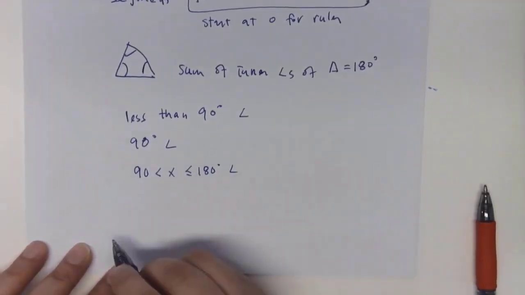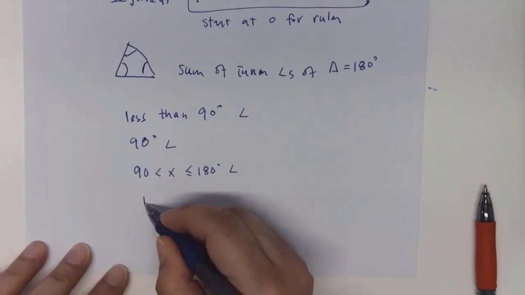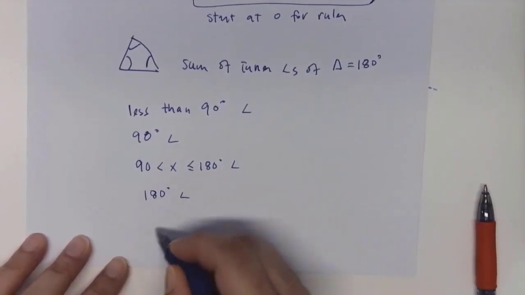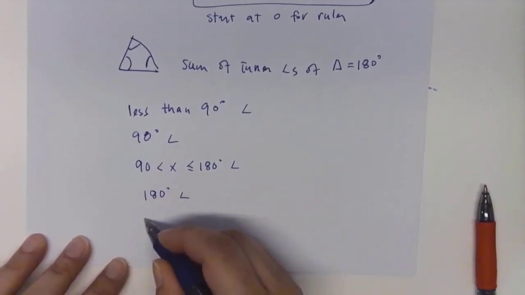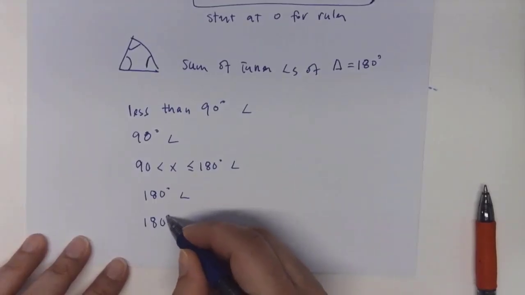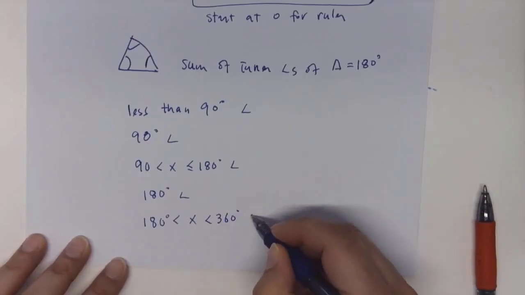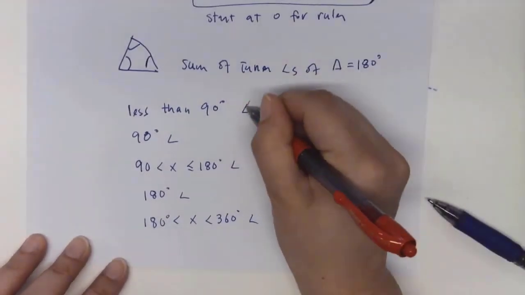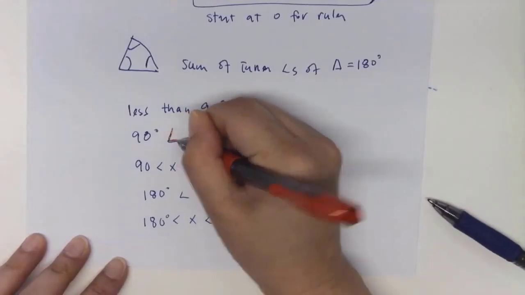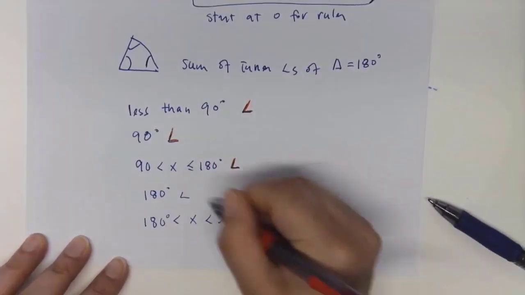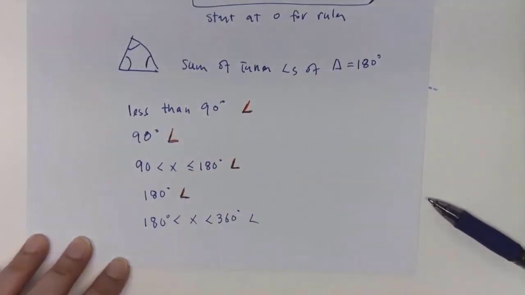What else? 180 degree angles, and bigger than 180 and less than 360 degree angles. So this means angle, I'm just lazy. And we spent a lot more time than I expected on the other angles.